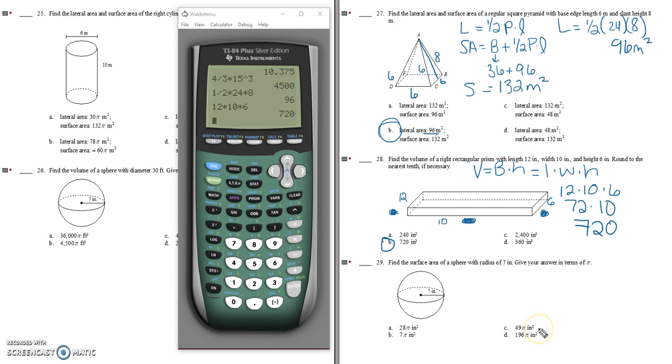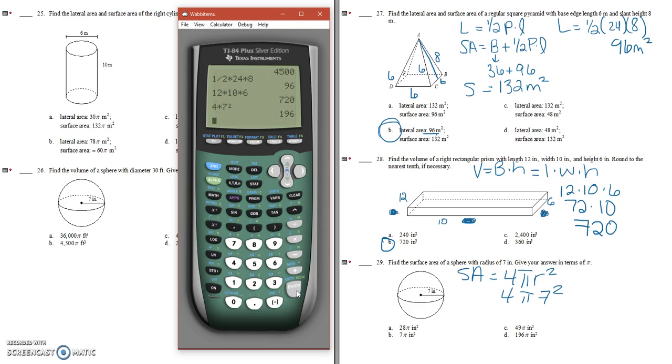Okay, 29. Find the surface area of a sphere with a radius of 7. So my surface area is going to be 4 pi r squared. So that's going to be 4 times pi times 7 squared. So coming back to my calculator, 4 times 7 squared, because pi is in my answer, I get 196. So I'm going to have 196 pi as my surface area.